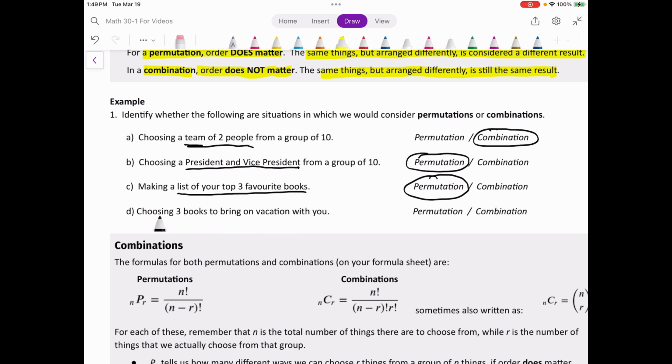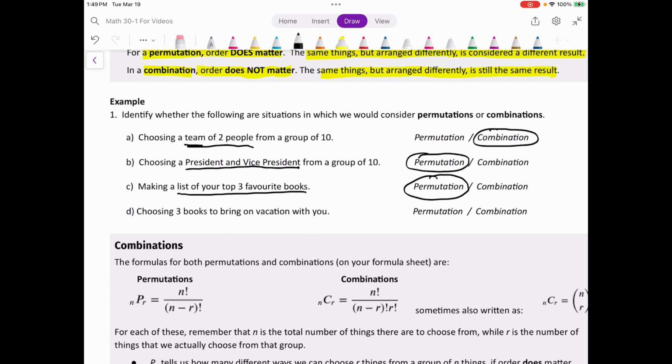Okay, choosing 3 books to bring on vacation with you. So now we're just picking 3 books, we're going to bring them on vacation. So if I choose 3 books, and those are going on vacation with me, if I change the order that they were chosen, do I have a different outcome? Do I have a different set of books being brought with me? No, right? Order doesn't actually make a difference there. Either way, the 3 books are coming on vacation with me.